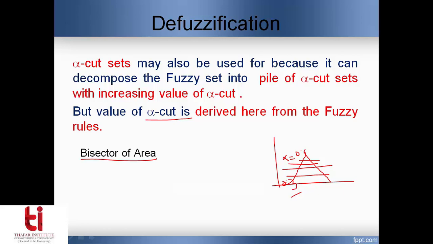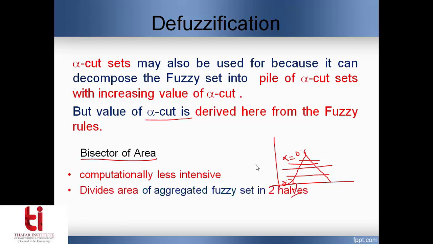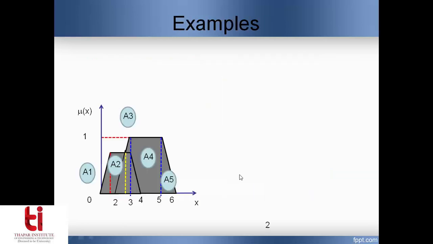Another method which is available is the bisector of the area. Just like in the centroid method, we divide it into two regions of equal mass; here we try to divide the aggregated output set into two regions of equal area. Okay, but it is not that commonly used, so we are not going to discuss much about it. So this is about the bisector of area. It is computationally more intensive than the centroid method, and it divides the aggregated fuzzy set into two halves as per the area criterion.